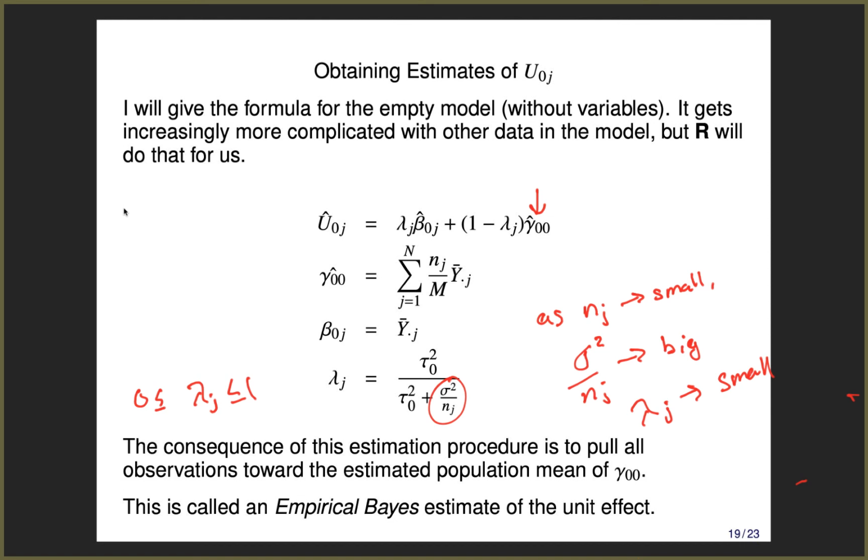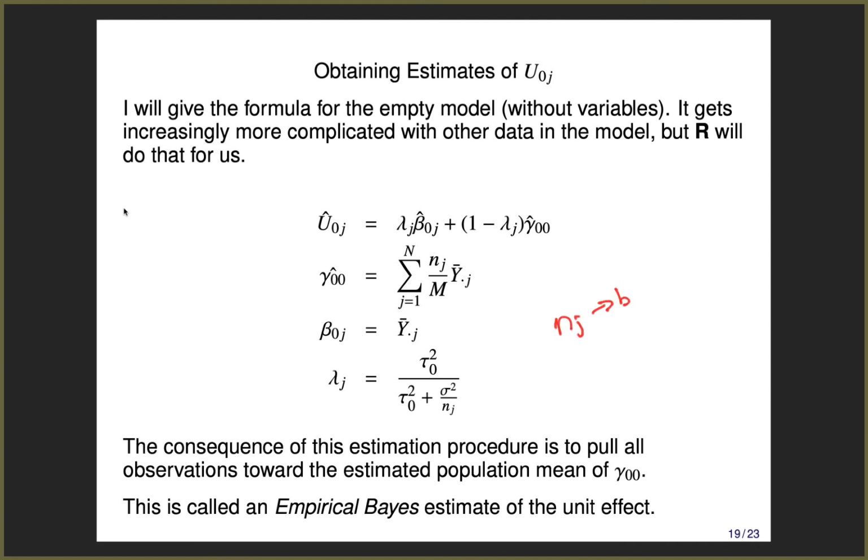As n sub j gets big, then sigma squared over n sub j gets small, and then lambda j gets big. And so as lambda j gets big, that is, if we have a lot of observations in the group, then the random effect is mostly the group's effect. So when we talked earlier, just briefly, about being able to borrow strength when we have groups with very different numbers of observations, this is what we mean. That depending on the group size, we can get estimates that are either closer to the group mean or closer to the grand mean.